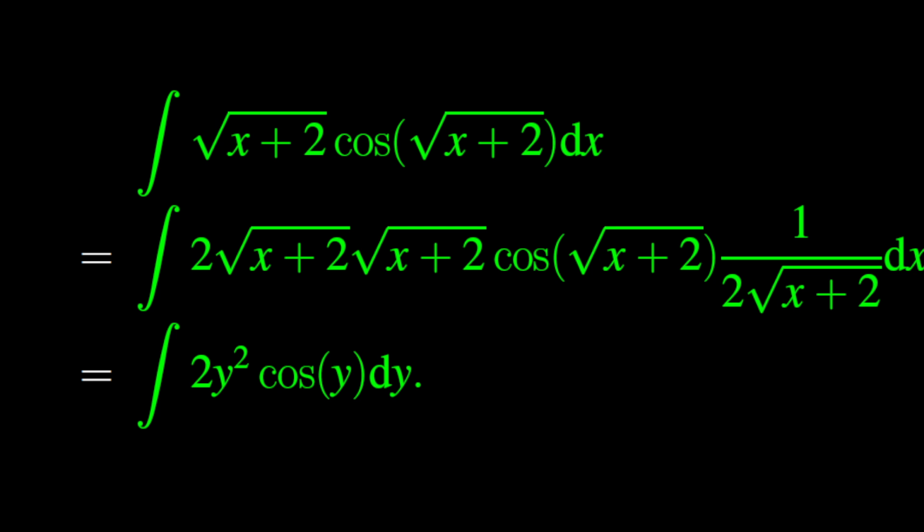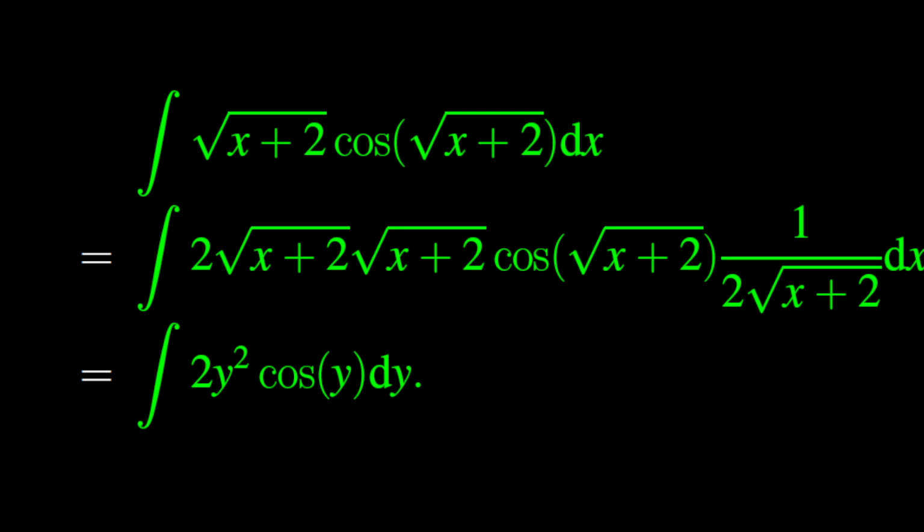So, we replace square root of x plus 2 by y, and 1 over 2 times square root of x plus 2 by dy. We then obtain the new expression of this integral as the integral of 2y squared times cosine of y dy. This new expression of the function to integrate is simpler than the original one, however we still have to carefully figure out the best way to integrate this new function.